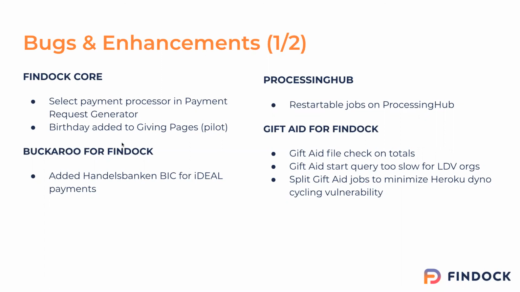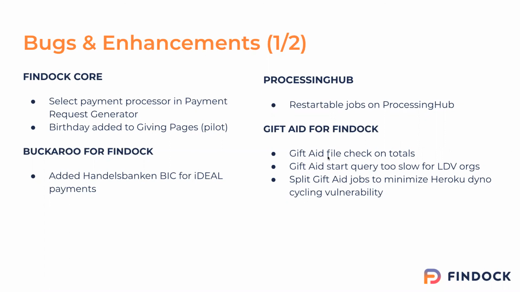Now, to highlight a couple of bugs and enhancements that are very relevant to a lot of people: in the processing hub, we found out that certain jobs, that Heroku can cycle their dynos, as you probably know from the past when working with FinDock. And we have done a review where we went over all our processors in the processing hub to make sure that when that happens, we can restart that process and restore state. And when state is lost, an error is thrown so no mistakes are being made.